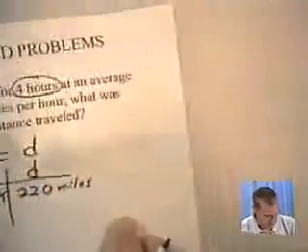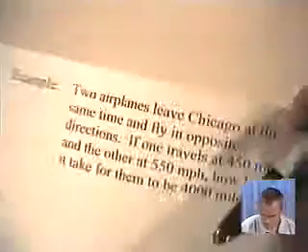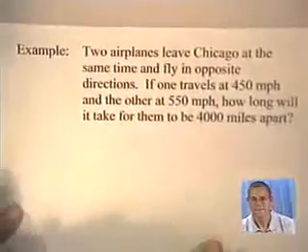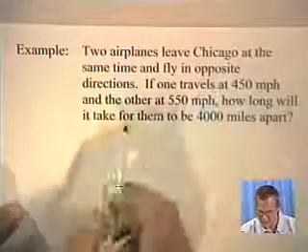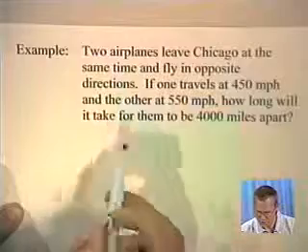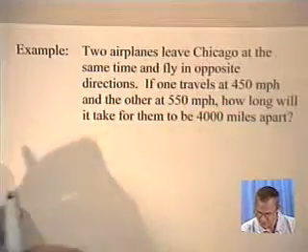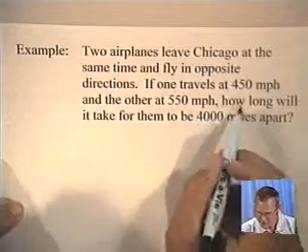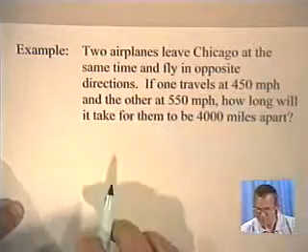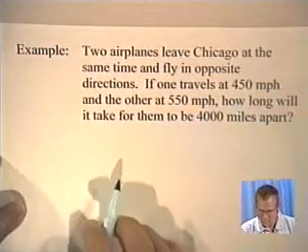Let's do a little tougher example. Two airplanes leave Chicago at the same time and fly in opposite directions. One travels at 450 miles per hour, the other at 550 miles per hour. We want to figure out how long it will take for them to be 4,000 miles apart.